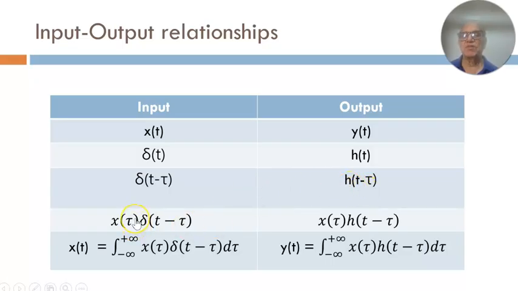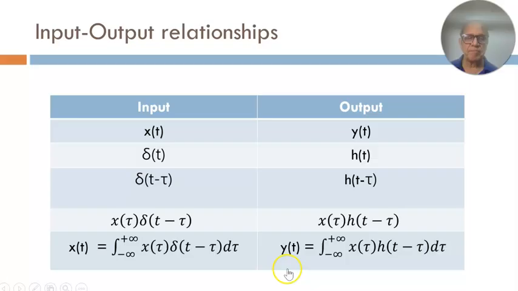Then we use the linearity property of the system. If the input is multiplied by x(tau), the output also gets multiplied by x(tau). So if the input is x(tau) delta(t minus tau), then the corresponding output is x(tau) into h(t minus tau). And finally, the linearity property also tells us that if you integrate the input, the output also gets integrated. So if we integrate this, we get this expression, which we have already seen is equal to x(t). And if you integrate this expression for the output, this is what you get.